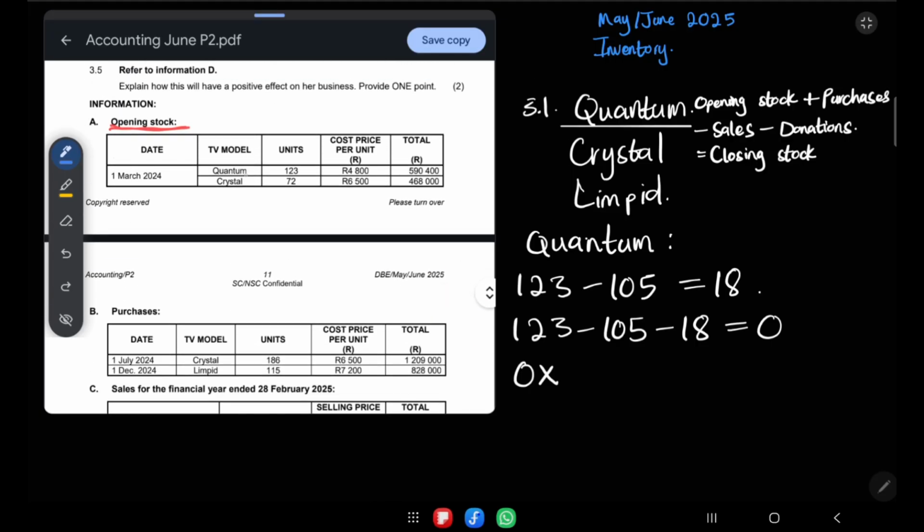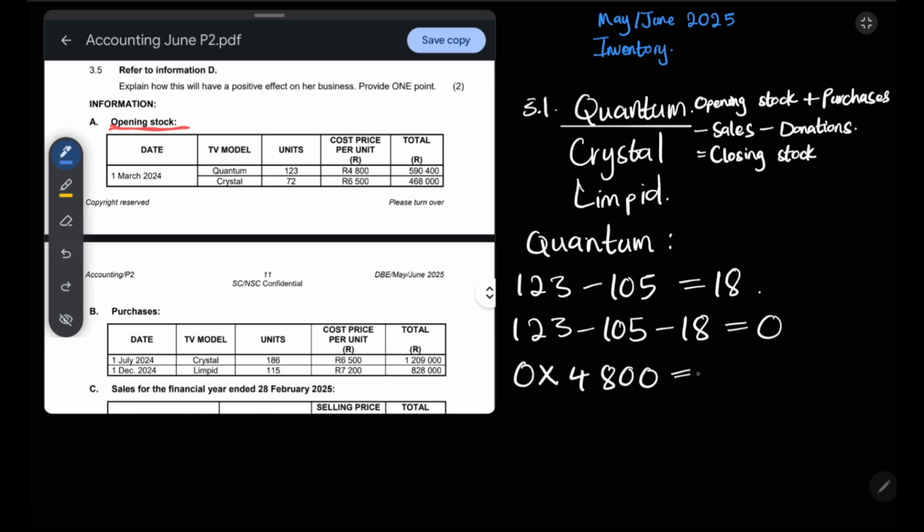Let's look at the information under Quantum. We have 4,800. So you have to say 0 times 4,800, which is 0. We have nothing. This is the total value for Quantum TVs. This makes sense simply because you have nothing. 0 Quantum TV units. Therefore, your inventory is worth nothing because there's nothing there.